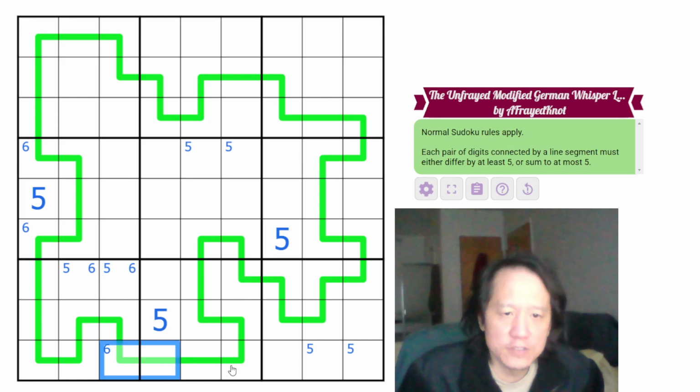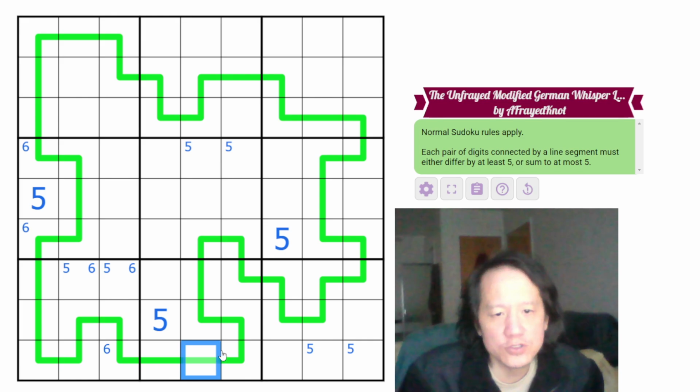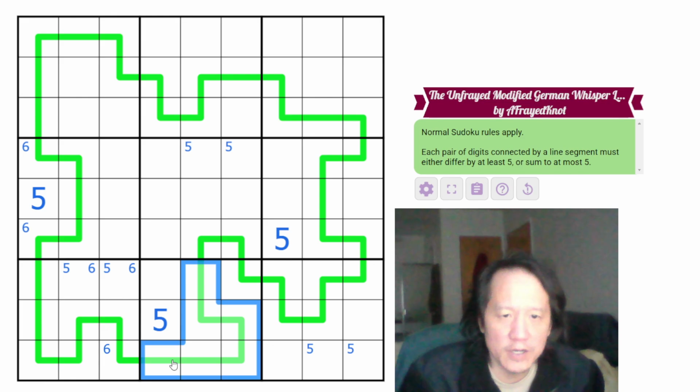This one is next to 2 unique digits. This one is. This one, this one, this one. So 6 cannot be any of these. Aha. This one is next to 2 unique digits. This is next to 2 unique digits. This is next to 2 unique digits. Same here, and same here. So it cannot be along this German whisper line anywhere here.